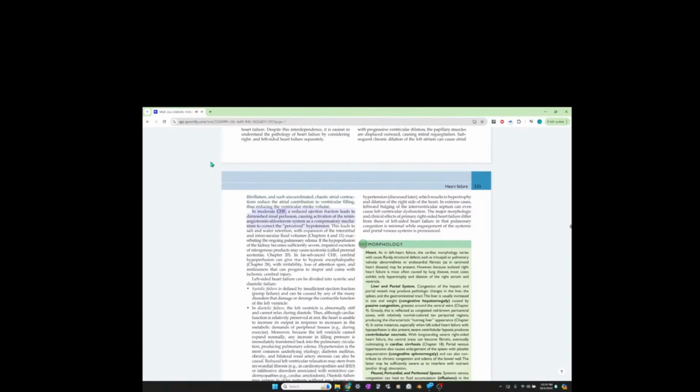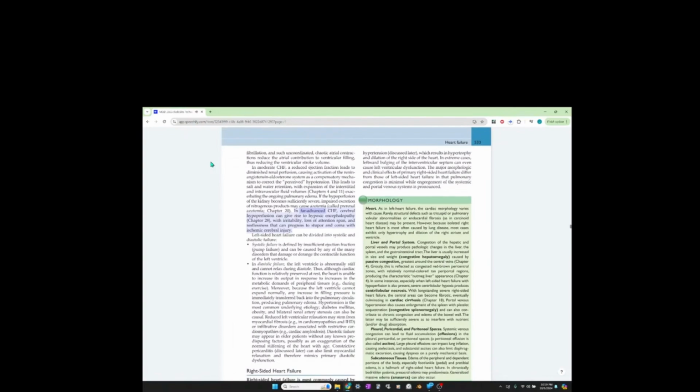In moderate CHF, a reduced ejection fraction leads to diminished renal perfusion, causing activation of the renin-angiotensin-aldosterone system as a compensatory mechanism to correct the perceived hypotension. This leads to salt and water retention, with expansion of the interstitial and intravascular fluid volumes exacerbating the ongoing pulmonary edema. If the hypoperfusion of the kidney becomes sufficiently severe, impaired excretion of nitrogenous products may cause azotemia.